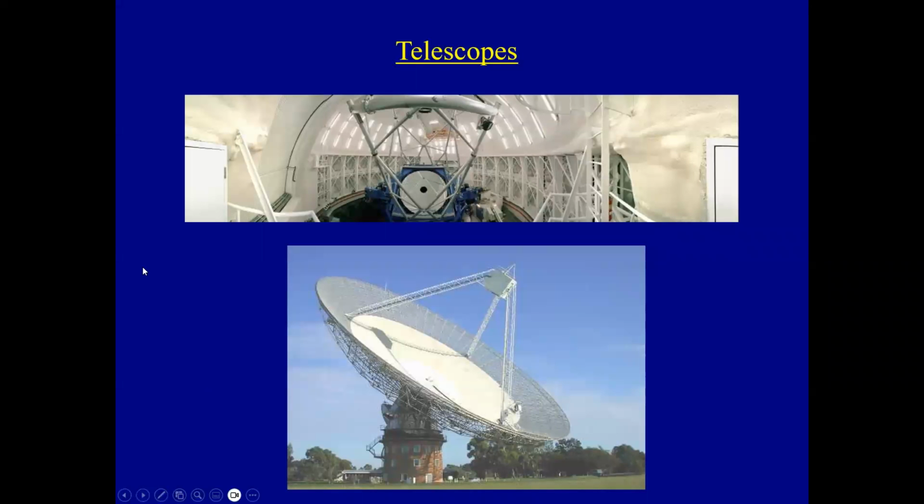So let's talk about telescopes. Telescopes are basic tools that we use to observe the sky. Observing the sky means observing celestial objects, right? The two major telescope types are optical telescopes, that's what we can see, and radio telescopes, which detect radio waves.